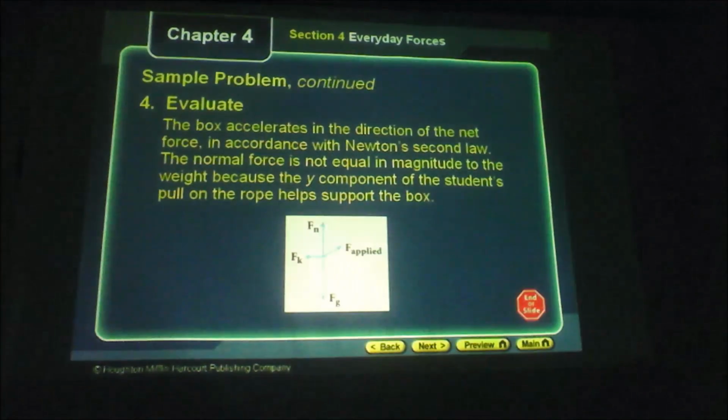So let's look at it. The box accelerates in the direction of the net force, along the lines of Newton's second law. The normal force is not equal in magnitude to the weight, because the y component of the student's pull helps support the box, because he's actually pulling up on the box.